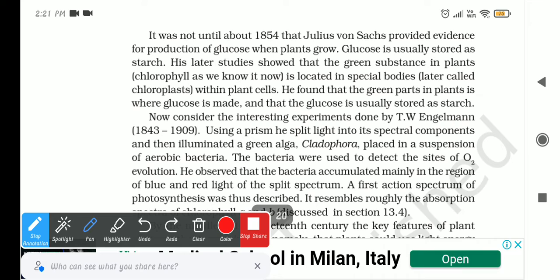Next we have T.W. Engelmann. What he did, he used a prism. We have his lifespan here also.